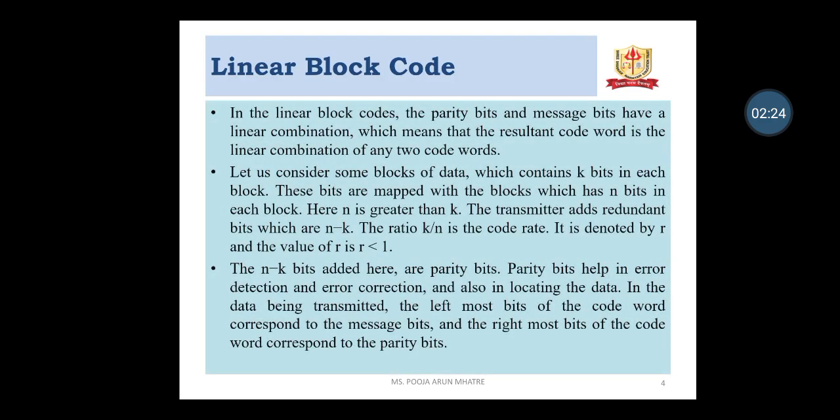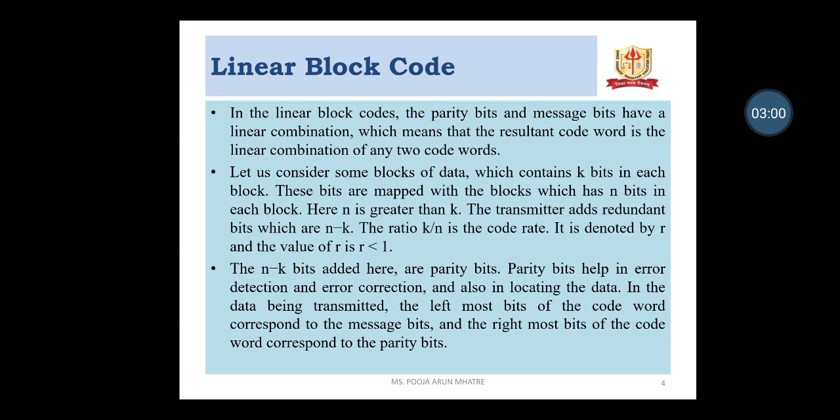Linear block code. In the linear block code, the parity bits and message bits have a linear combination, which means that the resultant code word is the linear combination of any two code words. So let us consider some blocks of code which contain k bits in each block. These bits are mapped to blocks which have n bits in each block. So here n is greater than k. The transmitter adds redundant bits, which are n minus k.